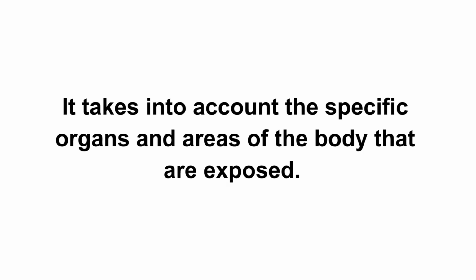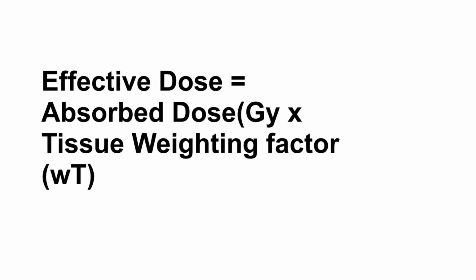Now talking about the next, that is effective dose. It takes into account the specific organs and areas of the body that are exposed. All parts of the body and organs are not equally sensitive to the possible adverse effects of radiation such as cancer induction and mutations. Effective dose is equal to absorbed dose in gray into radiation weighting factors.